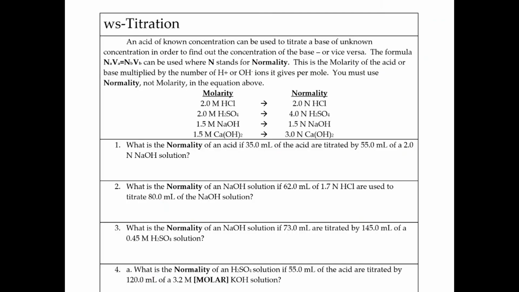Now we're going to follow up the lab with this worksheet as a practice of what we just learned. We're going to talk about the difference between molarity and normality. So if you have an acid like HCl that has only one H, the molarity will be the same as the normality because there's only one H. However, if you have an acid like sulfuric acid with two H's, then every time you have 2 moles dissolved per liter, you double the amount of H's because it has 2 H's. So this is going to be a 4 normal H2SO4.